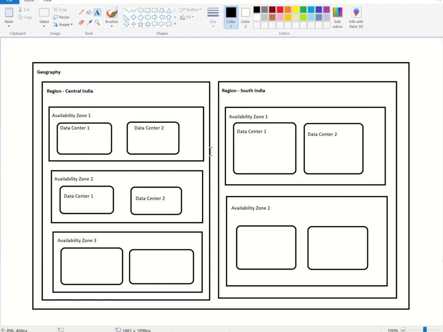One important thing is that a region is called zone redundant replication capable only when it has three zones. If a region contains three availability zones, then only it is capable of zone redundant replication. So South India, if you see, has only two zones, so this is not zone redundant. It doesn't support zone redundant replication, guys.